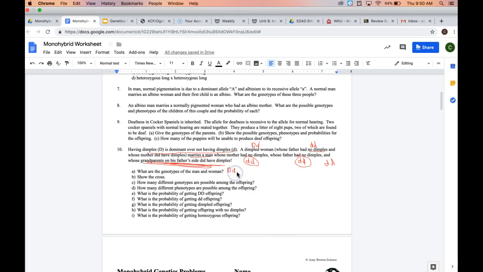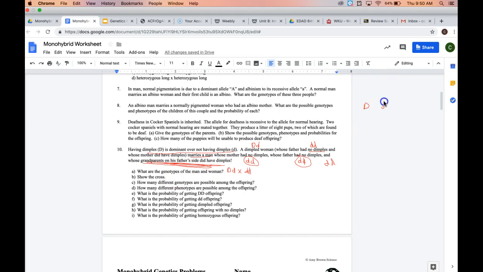Okay? So the genotypes of the man and woman are Dd for the woman, and homozygous recessive for the man. Show the cross, guys. You should be able to do this now.